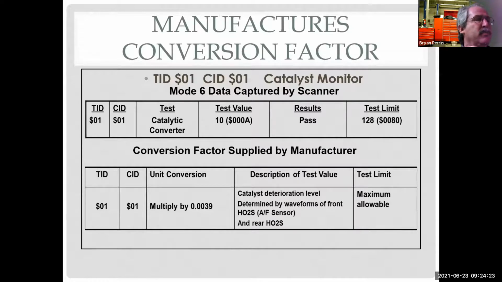In this case, my test result is 10. My test limit is 128. So my unit conversion factor in this case is to take my value times 0.0039. Catalyst deterioration level is determined by the waveforms of the front O2 sensors and an algorithm that's built into the computer on the vehicle.